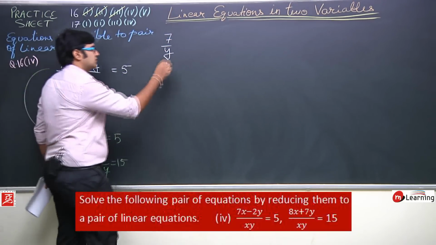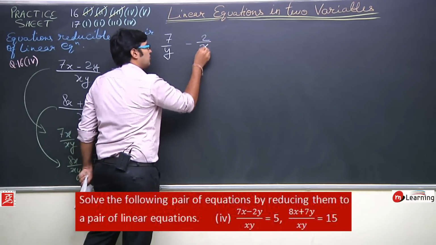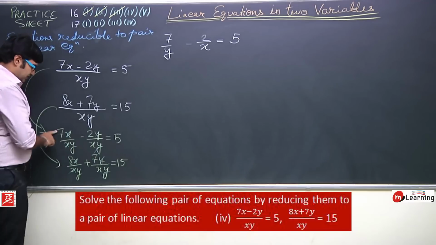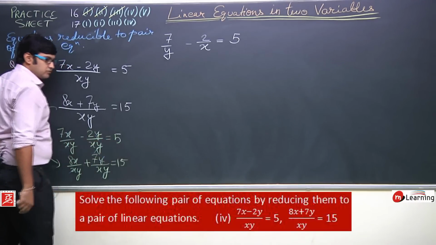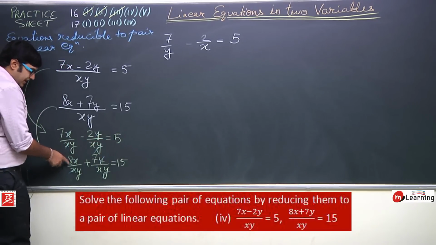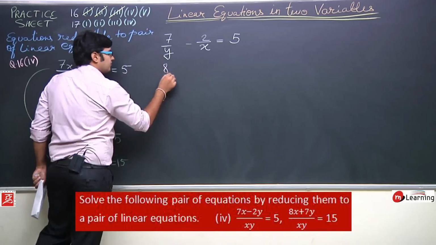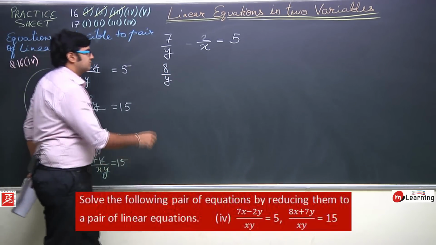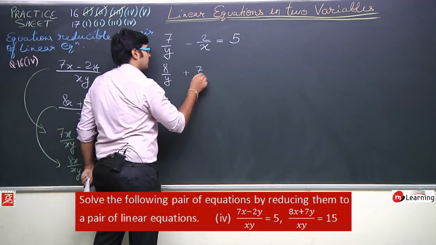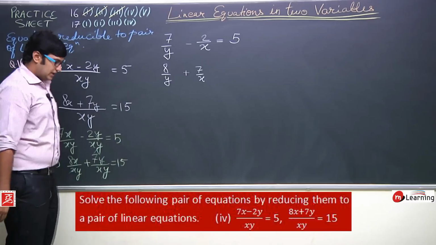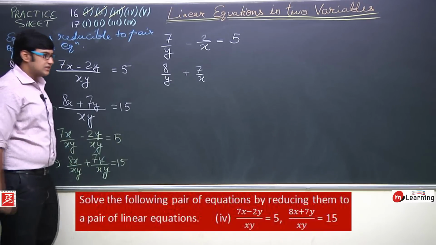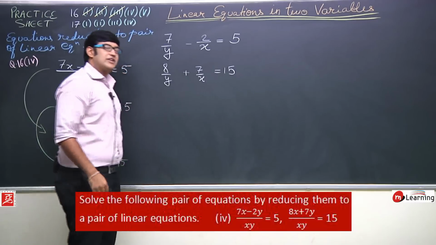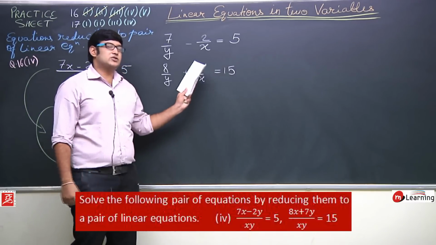y minus 2 upon x is equals to 5. 7 upon y minus 2 upon x is equals to 5. And the second one is 8 upon y plus 7 upon x is equals to 15. And we can observe these two equations.